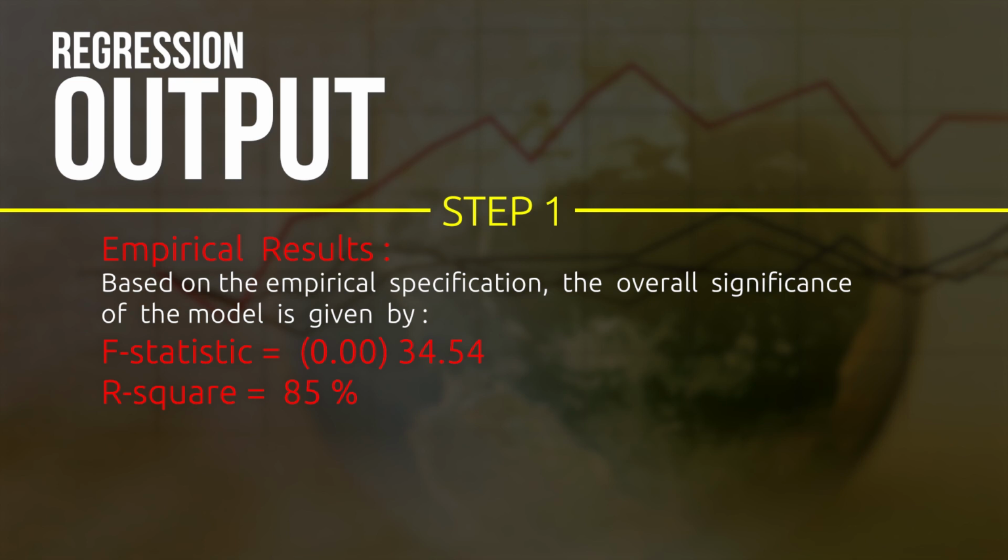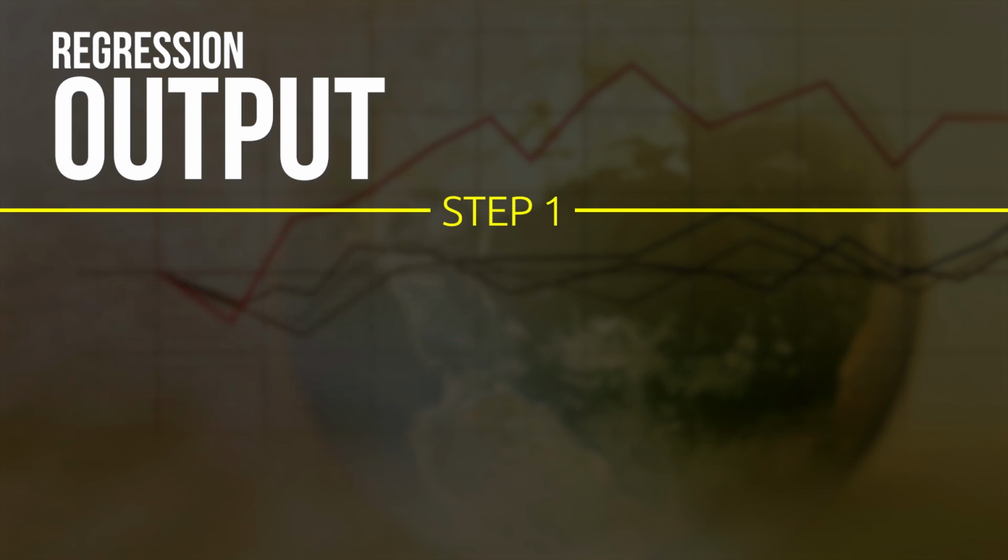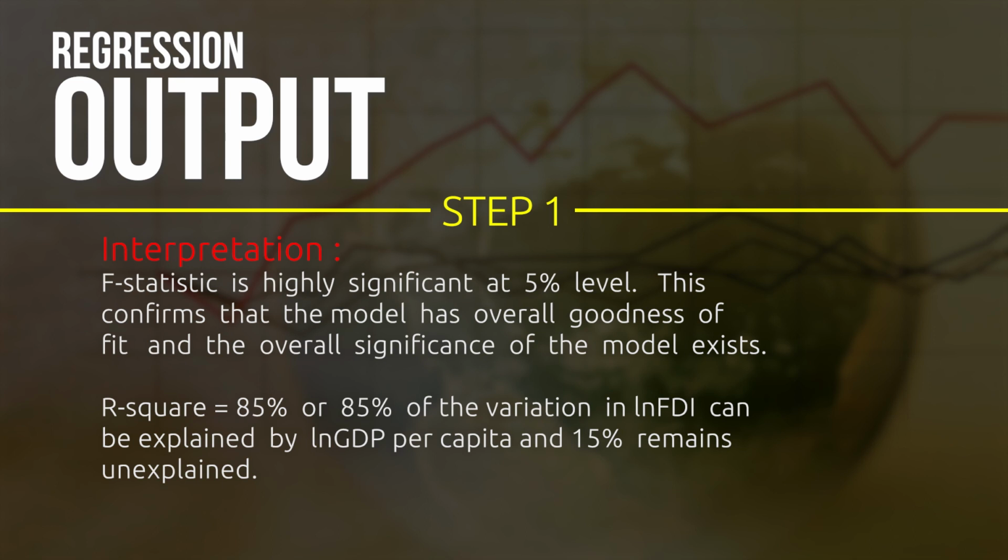So according to our decision rule, the null hypothesis gets rejected. So there is an overall significance of the model, and so the beta coefficient and the alpha coefficient significantly affect the ln FDI. Moreover, we get R square of 85%. This is also a very important indicator of goodness of fit, because 85% of the variation in the dependent variable, which is ln FDI, can be explained by the independent variable ln GDP, and 15% remains unexplained.